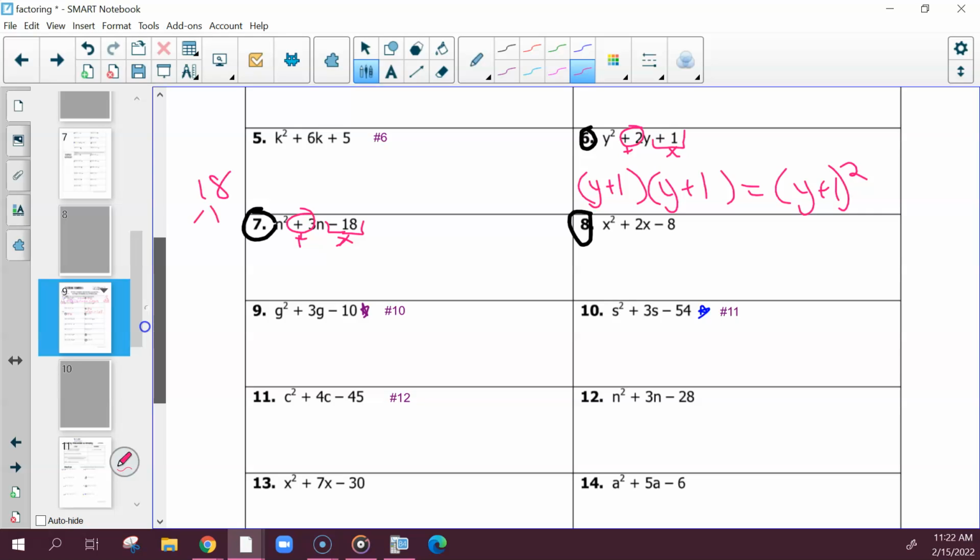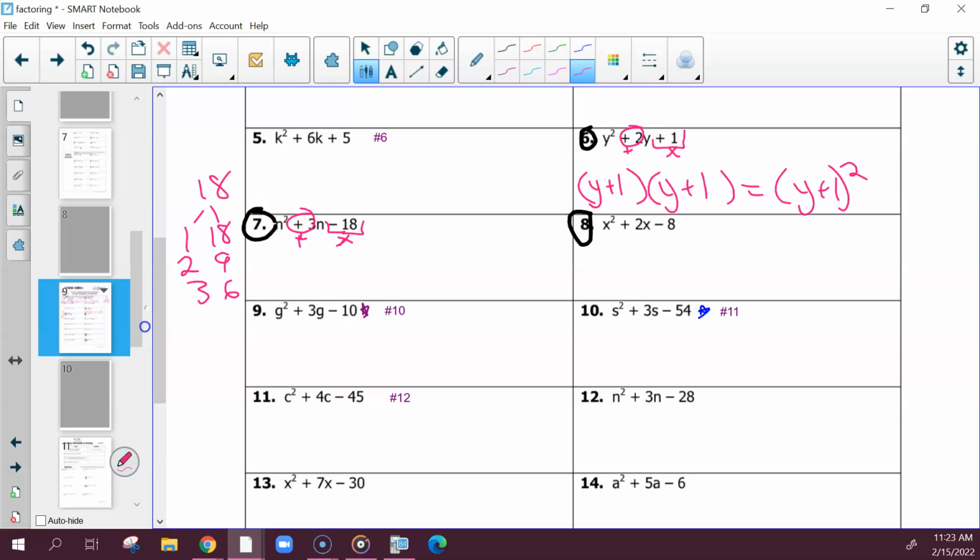So just thinking about the positive 18, what are some factors of 18? 1 and 18, 9 and 2. Are there any others? 3 and 6.